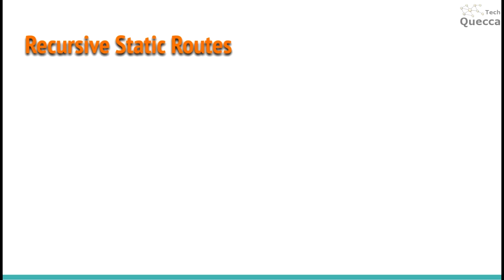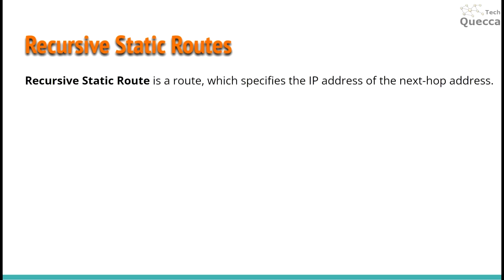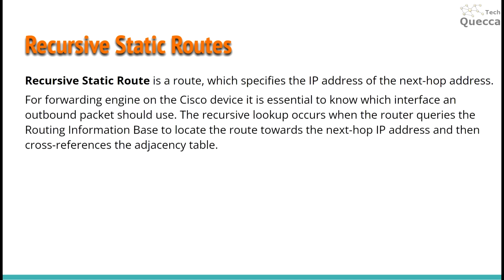Recursive static routes. A recursive static route is a route which specifies the IP address of the next hop. For the forwarding engine on the Cisco device, it is essential to know which interface an outbound packet should use. The recursive lookup occurs when the router queries the routing information base to locate the route towards the next hop IP address, and then cross-references the adjacency table.